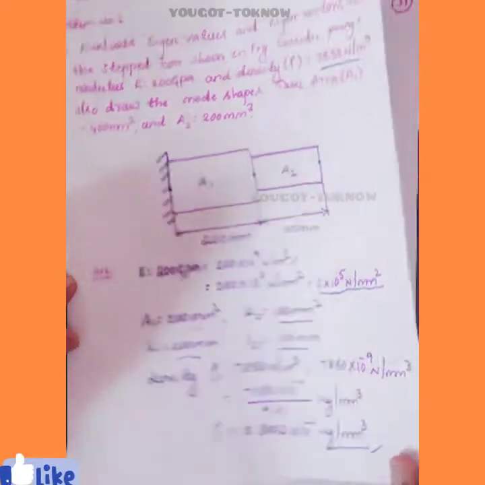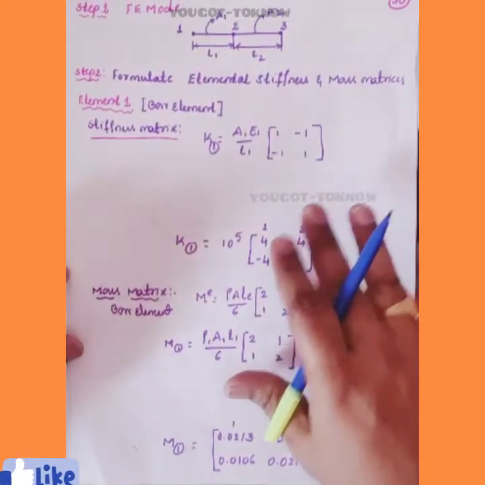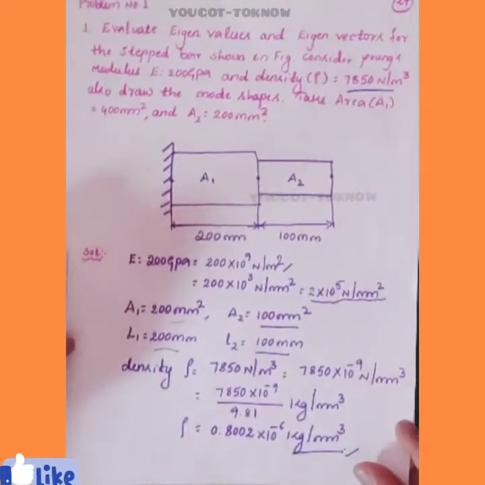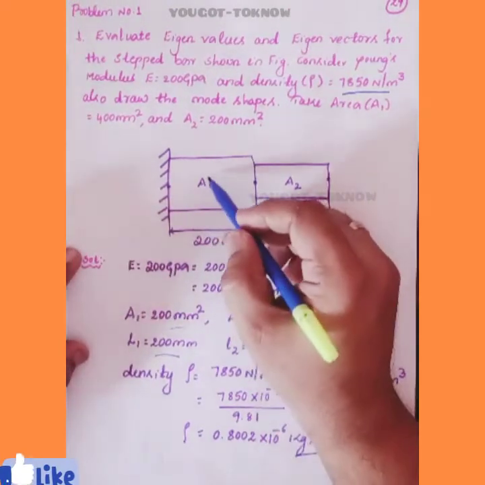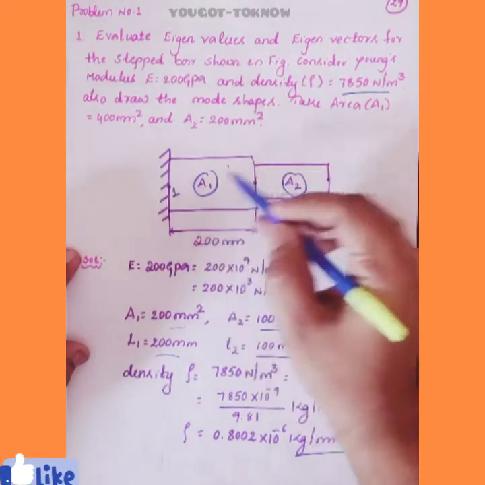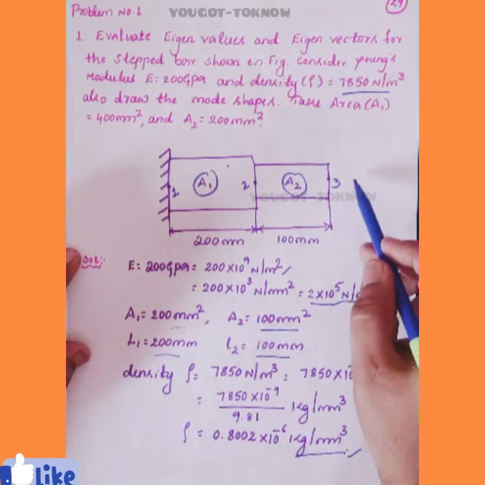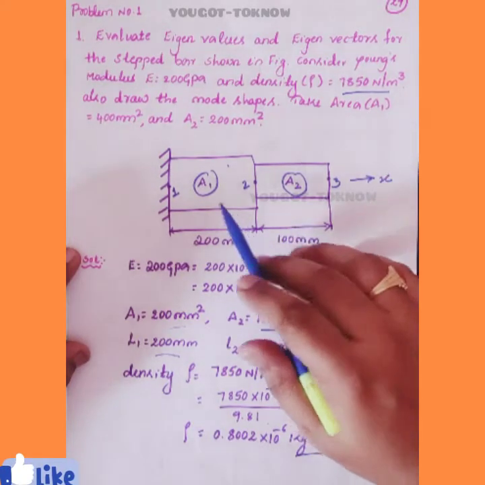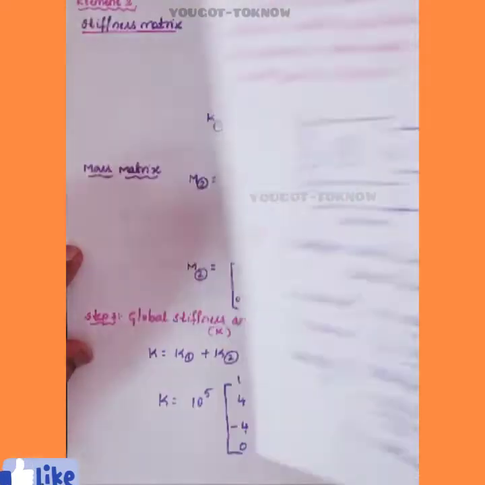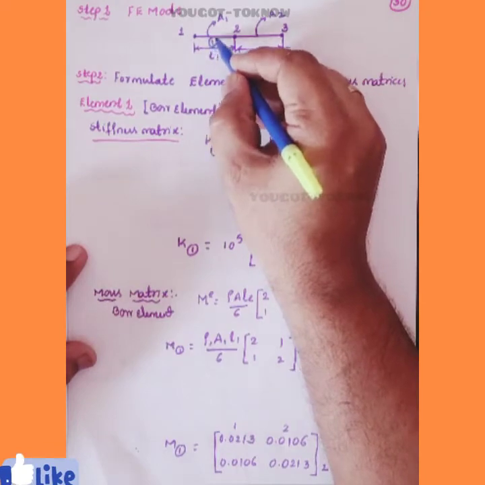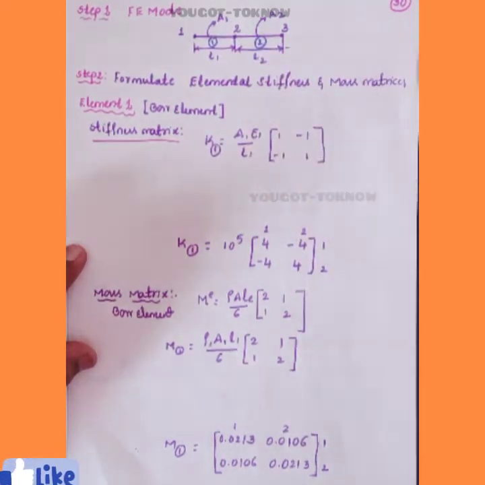Then the next step is the finite element model. Writing a finite element model means checking how many elements you have. If you observe this problem, this is one element and this is another element, so I have two elements, element number 1 and element number 2. That means I require 3 nodes: 1, 2, 3. The direction of x is not given, you can assume it like this. But the direction of x is not required because we are not applying any force here; it is a free vibration problem. So just locate your nodes: node 1, node 2, node 3. This is element number 1 and this is element number 2, with areas A1 and A2.